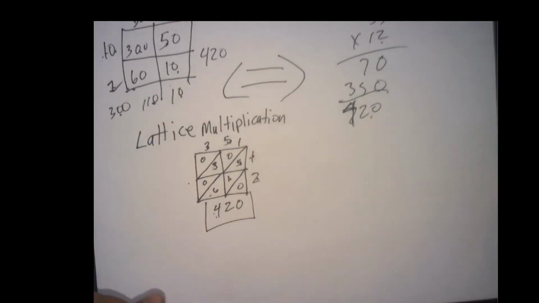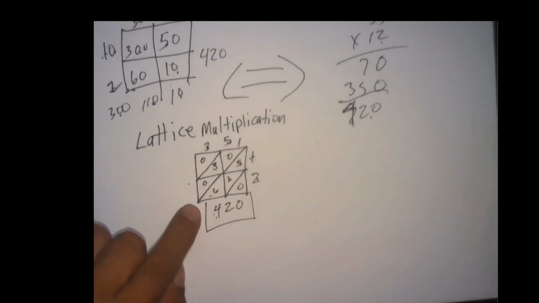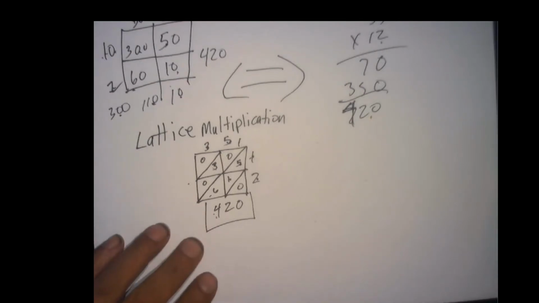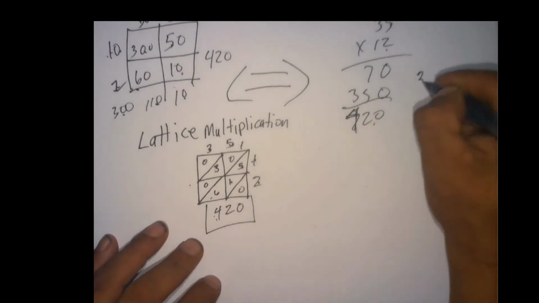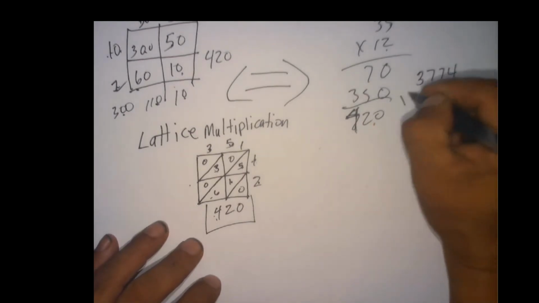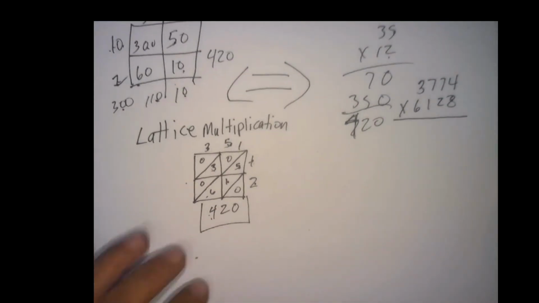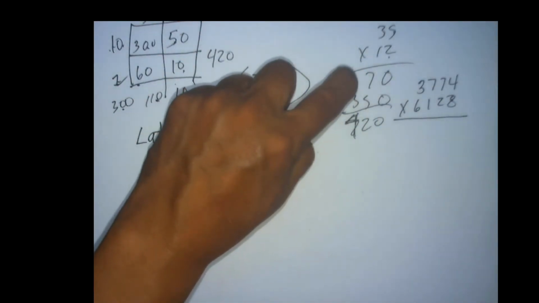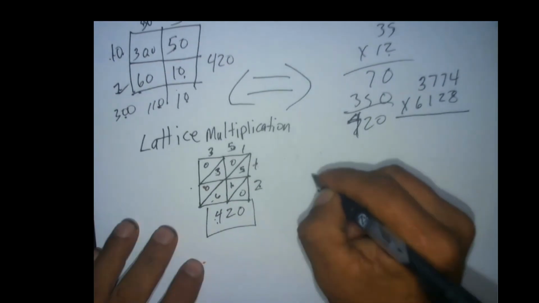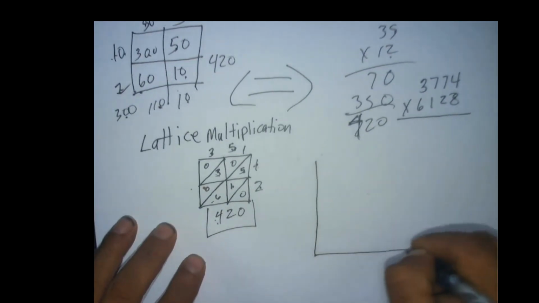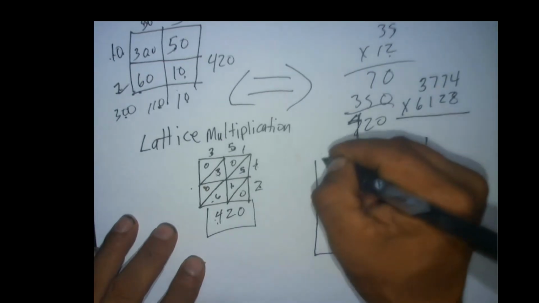Alright, so this method is the easiest, most fallible way to do it other than using a calculator. Unless you're a human mathematician machine like me or some other human mathematician machine out there, because I'm sure they exist. Alright, so let's prove it. I want you to do 3774 times 6128. And I want you to use this method, and I'm going to tell you when to start. Don't start yet. We're going to race.